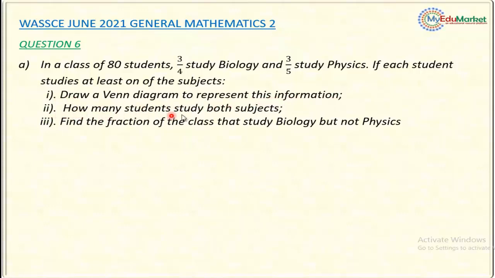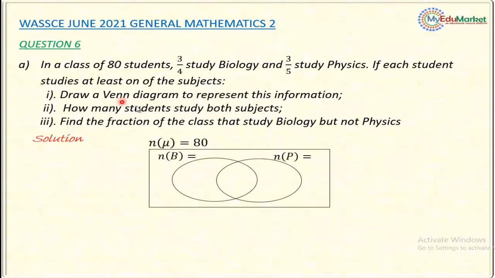Roman 2, how many students study both subjects? And Roman 3, we are asked to find the fraction of the class that study biology but not physics. These are the 3 questions I will attempt to answer now. Solution to this. Starting with the very first question, I'm asked to represent this information on a Venn diagram.